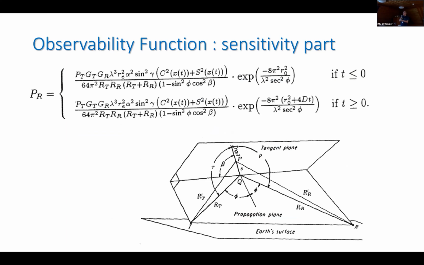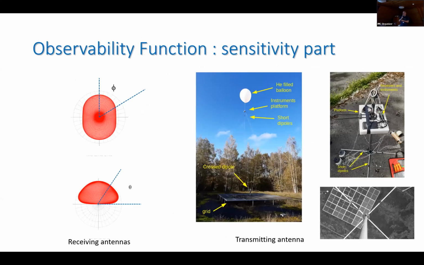Another thing in the denominator, I'm not going to look into all the details, but many things that appear in the numerator are technical parameters, like the power that we transmit, the wavelength, etc., and the gains of the antenna. For the receiving antennas, we are always using a 3-element Yagi antenna, so we can compute the pattern theoretically, and we have done that here, so we can use these values as a function of azimuth and elevation.